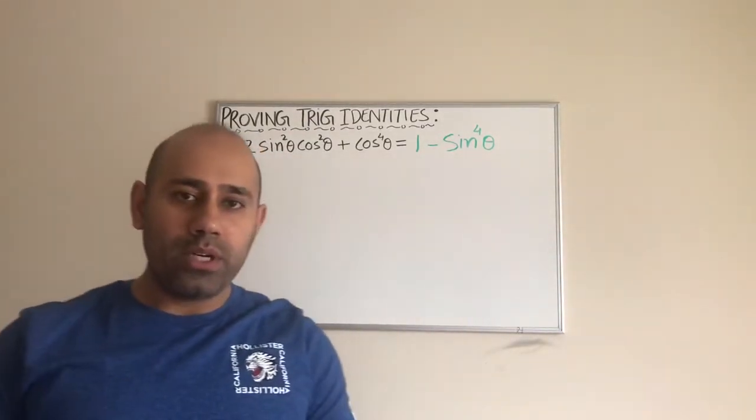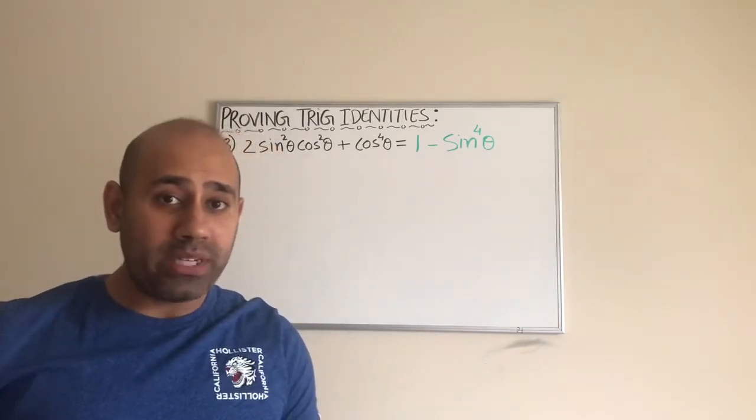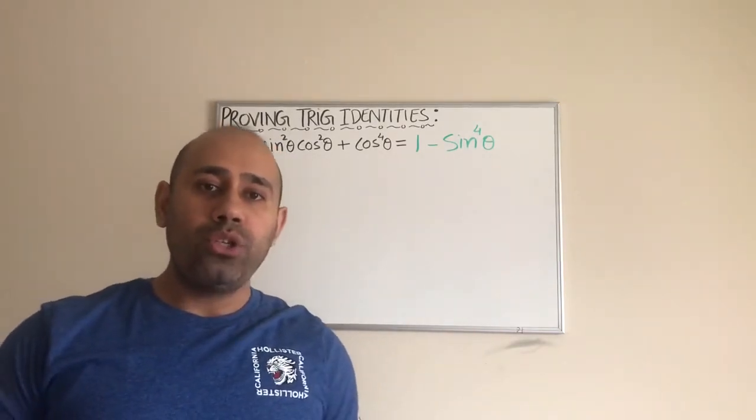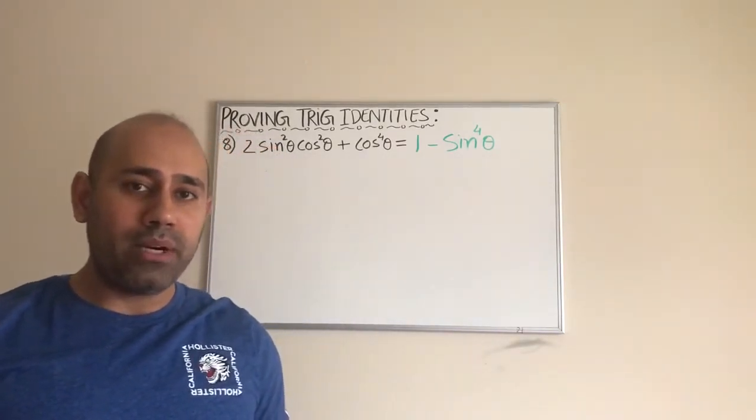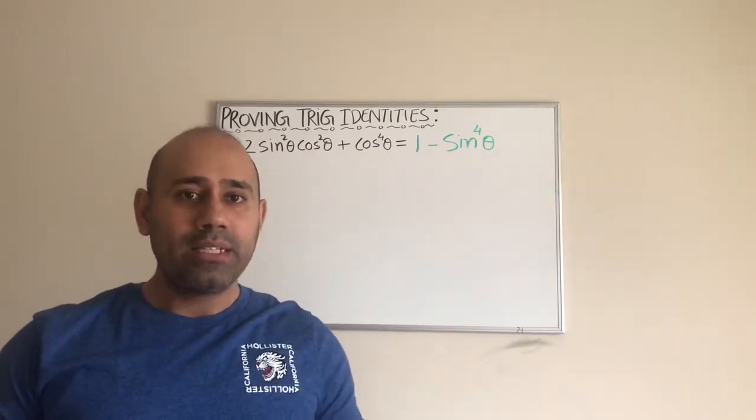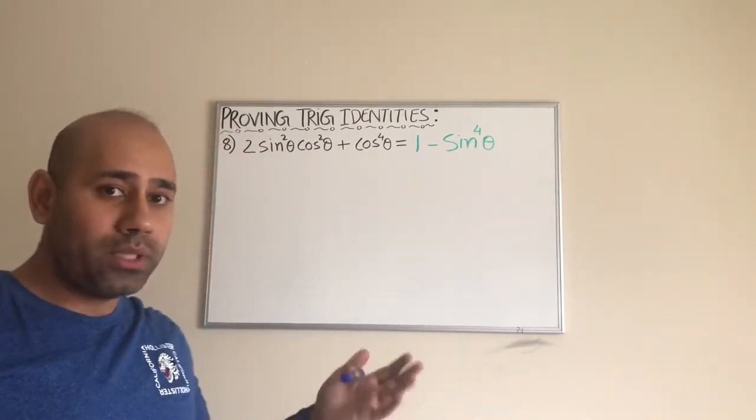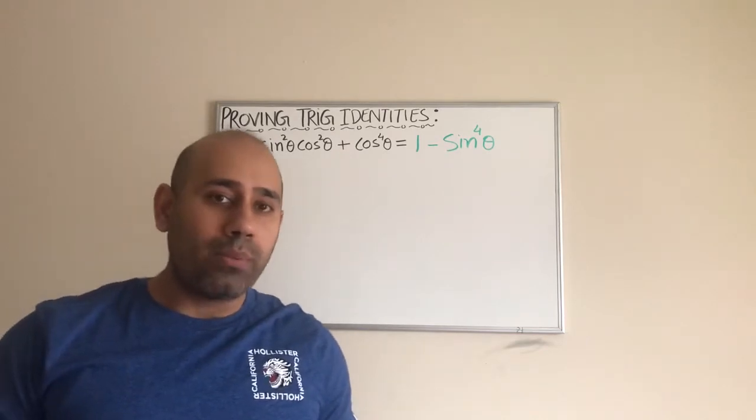So far I have covered 7 examples on proving trig identities. Today I want to do 3 more. I'm going to do number 8, number 9 and number 10, and I have selected some challenging problems. So I'm going to start with this one and then we'll look at 2 more problems, okay?